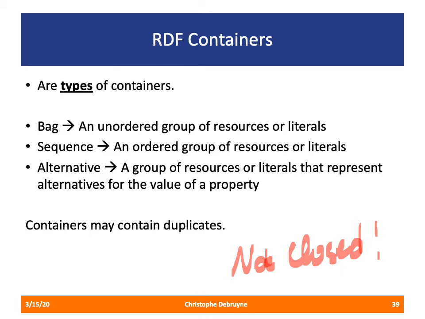Now, the three types of containers are bag, sequence, and alternative. In a bag, the order of all the elements has no importance, and they can also be a mix of resources and literals. Actually, that's true for all of them. In a sequence, the order is of importance. And in an alternative, you provide a list of resources or literals that represent alternatives for the value of a property, which is quite challenging if you were to query over that. Now, let's go over to the first type.